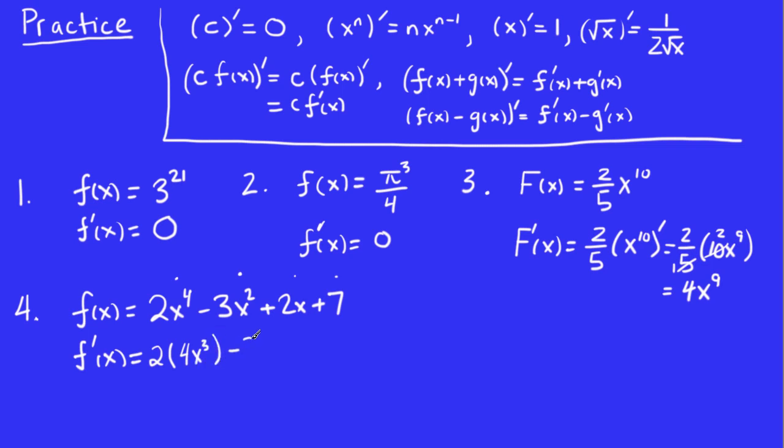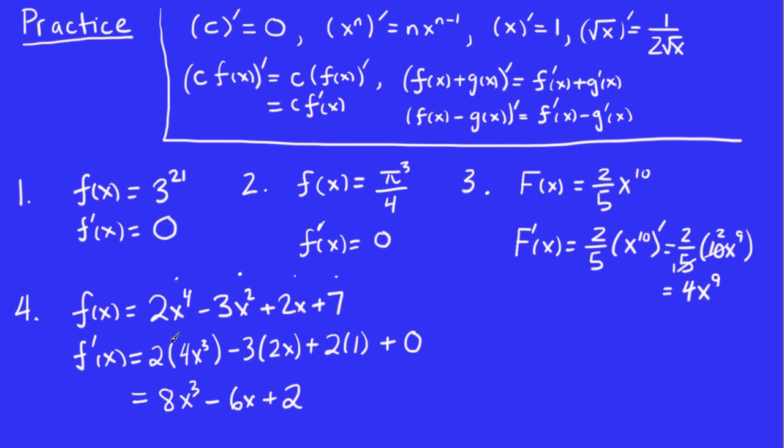And then this minus 3 is brought out front, times the derivative of x squared, which is 2x. Bring the 2 out front and multiply by the derivative of x, which is 1. We memorize that. And the derivative of 7 is 0 by the constant rule. And we get 8x cubed minus 6x plus 2. We don't have to write that 0.